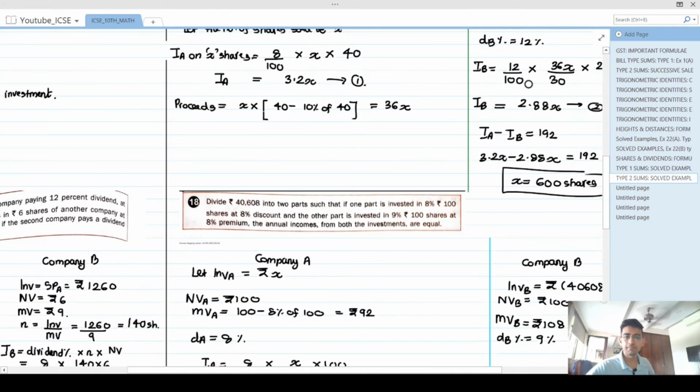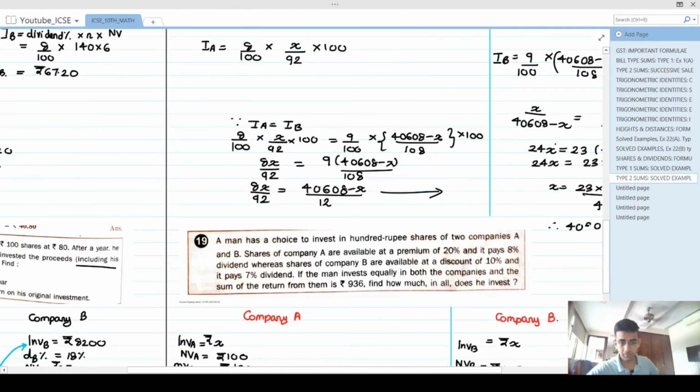Alright, so I hope you guys keep practicing, keep revising your formulae. This is a very formula based chapter.